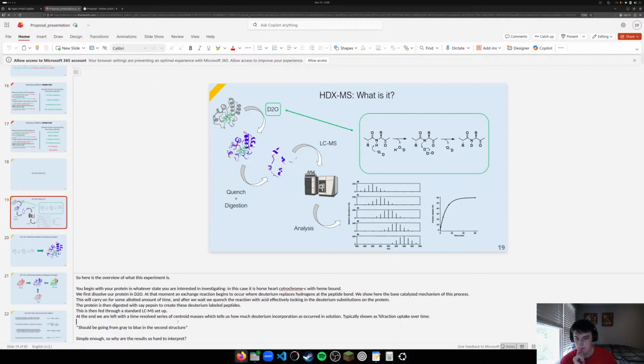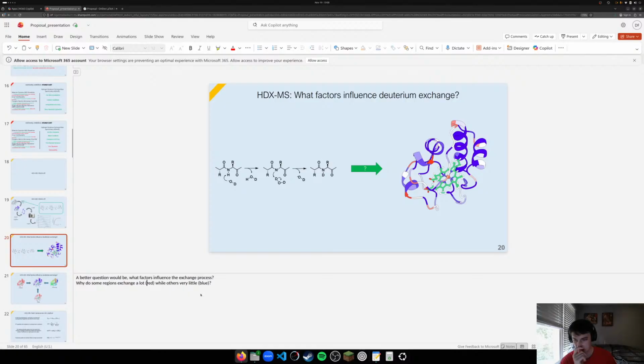At the left, we have a time-resolved series of centroid masses that tells you how much deuterium incorporation has occurred in solution, typically shown as percent fraction uptake over time. So that's what that means. Should be going from gray to blue. Okay. Simple enough. So why are the results so hard to interpret? A better question would be, what factors influence the exchange process? Why do some regions exchange a lot, which is shown in red, and others exchange very little, which is shown in blue?